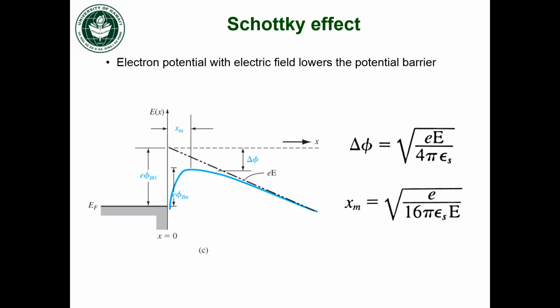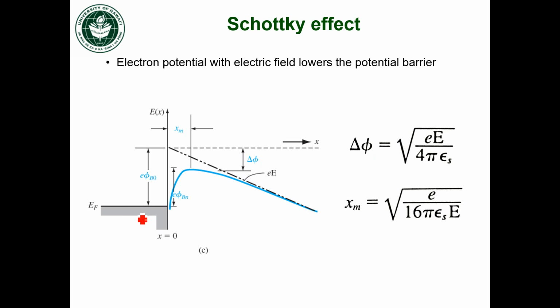But it turns out that if I calculate this delta phi, this doesn't actually tell me what this potential barrier is in a real Schottky junction. That's because we have all these states on the surface. Remember, this is an interface, so we can have states at that interface, and that also changes the potential profile here.